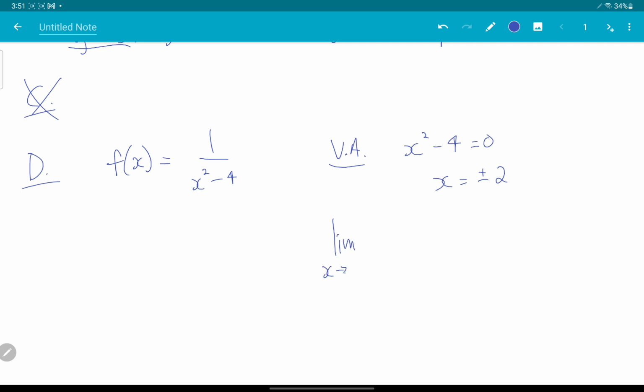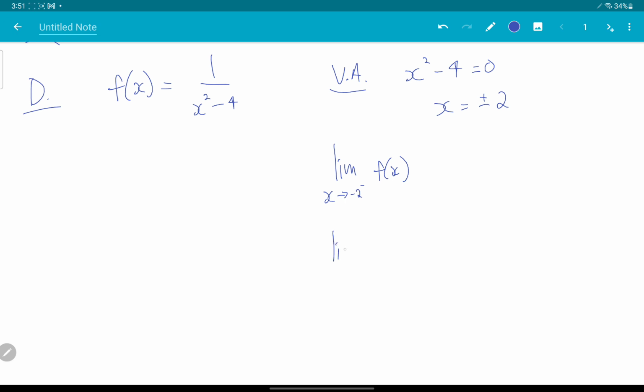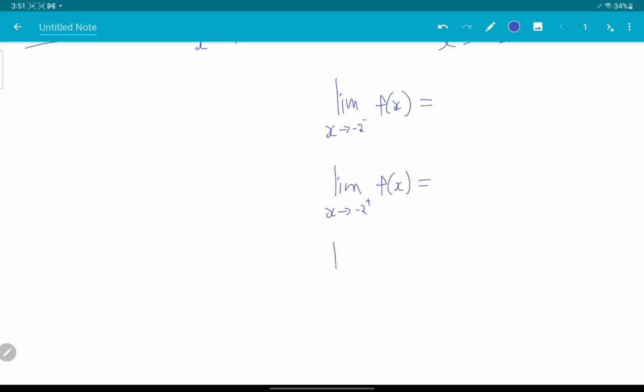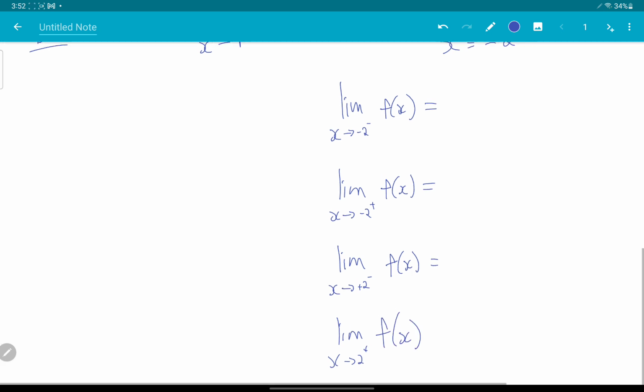So I can see what's happening when I approach minus 2 from the left, and I can approach minus 2 from the right. Okay, that will be useful to know. And likewise plus 2 from the left, and also plus 2 from the right. Okay, so what are these numbers?